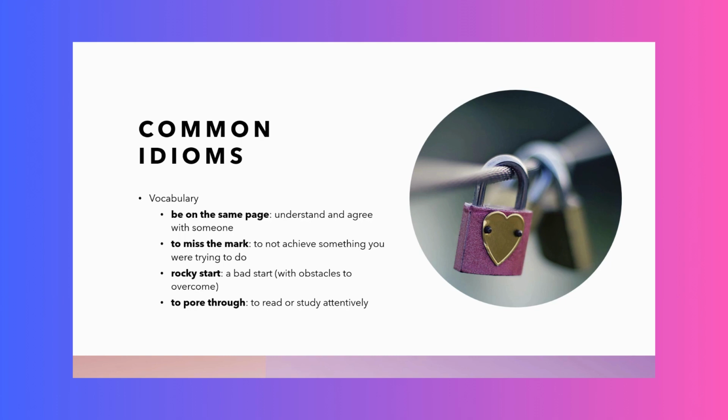The third expression is rocky start. If something has a rocky start, it is a difficult start that is not good. Like a rocky terrain, there are many obstacles to overcome. If your relationship gets off to a rocky start, the 5 love languages might help you smooth it out. Finally, to pour through. To pour through something is to read or study it with great attention.